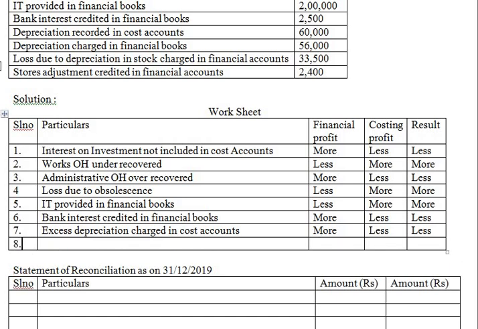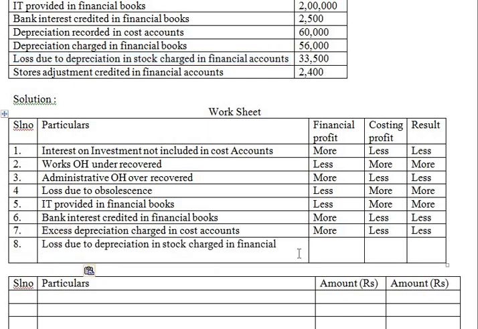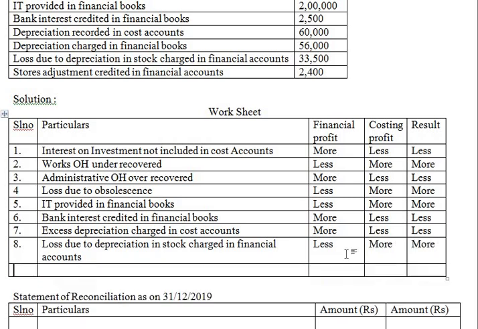Next point. Loss due to depreciation in stock charged in financial accounts. It is charged in financial accounts, so your financial profit will be less, costing profit will be more, and again the result will be more.